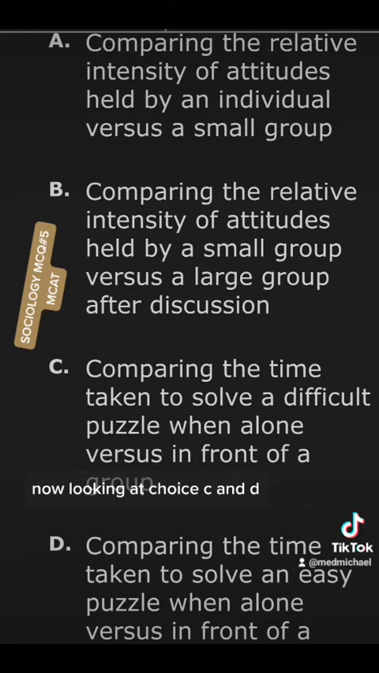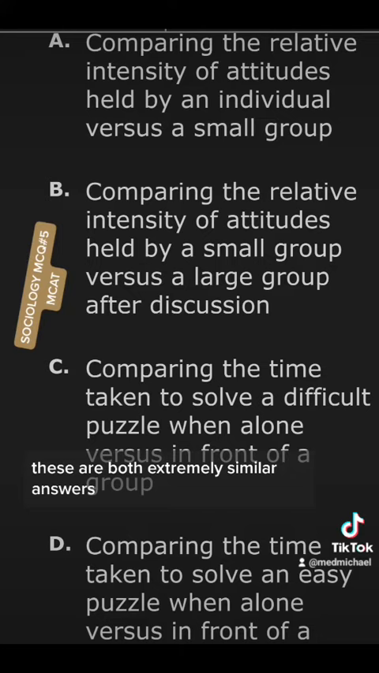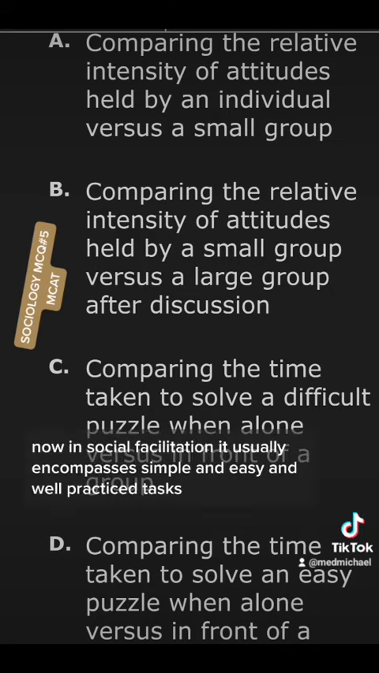Now looking at choice C and D, these are both extremely similar answers. The only real difference is that choice C mentions a difficult puzzle and choice D mentions an easy puzzle. Now, in social facilitation, it usually encompasses simple and easy and well-practiced tasks.